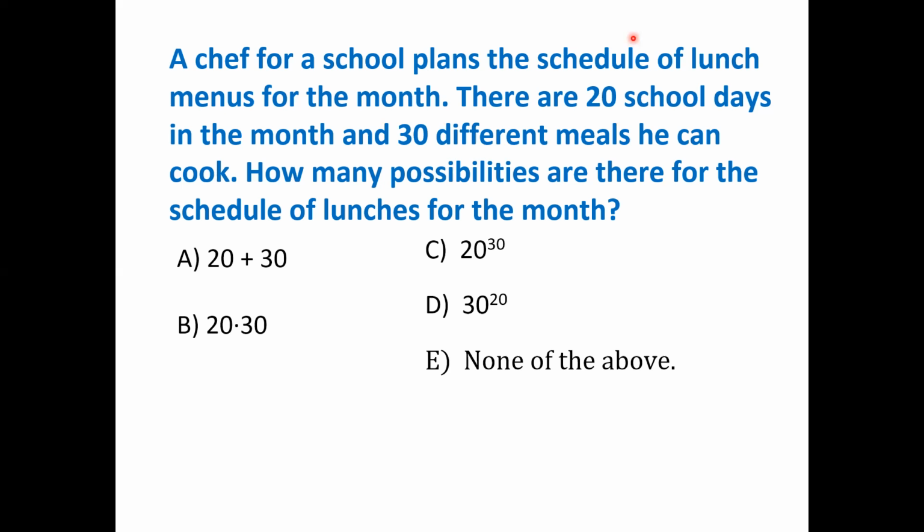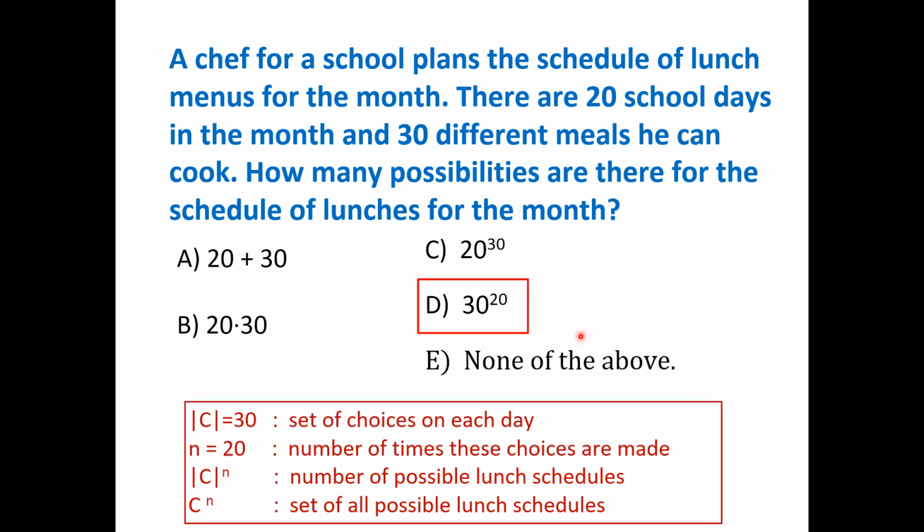So the schedule has 20 elements, and each of the elements is chosen from the alphabet of 30 symbols, right? 30 different symbols for 30 different meals. And so it is D. It's 30 multiplied by itself 20 times, right? So it's as if it was a 20-digit string in an alphabet that has 30 characters. So this is correct, indeed. Great.